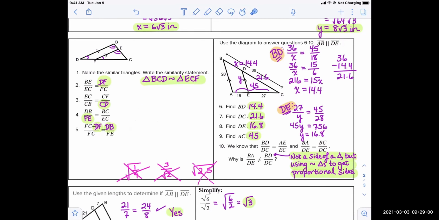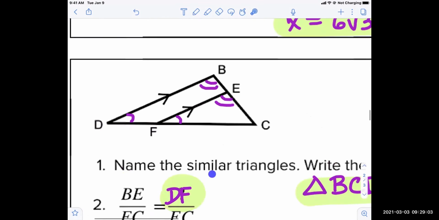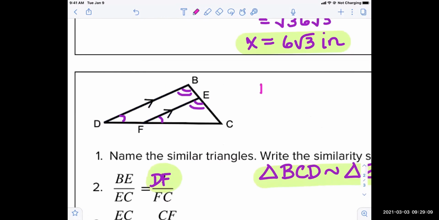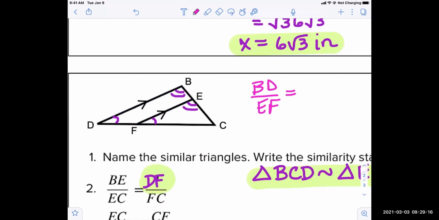So again, remember when you're comparing the parallel segments, you need to be using similar triangles. So if I said BD compared to EF, tell me a correct way to finish that off. BD compared to EF. What is the correct way to finish that proportion?